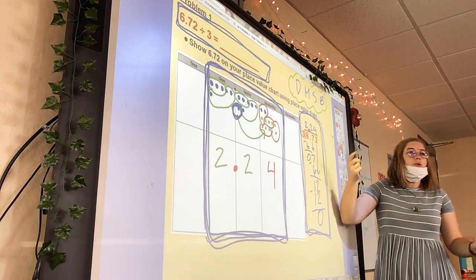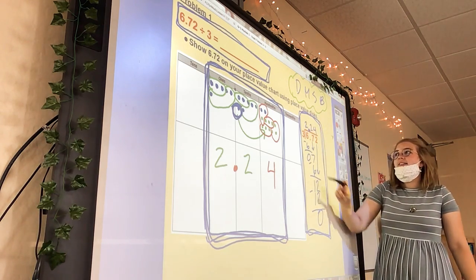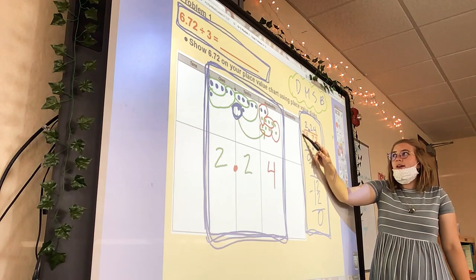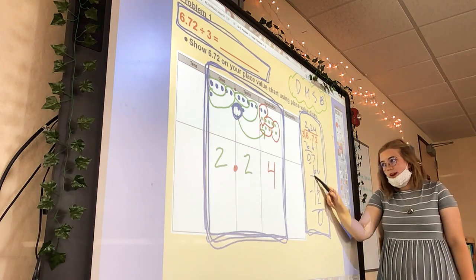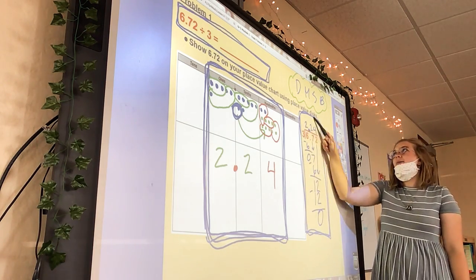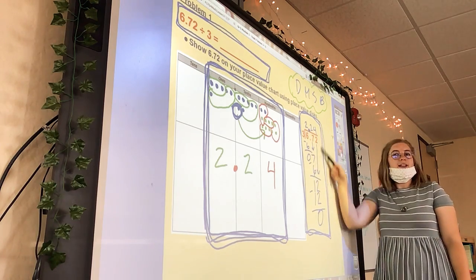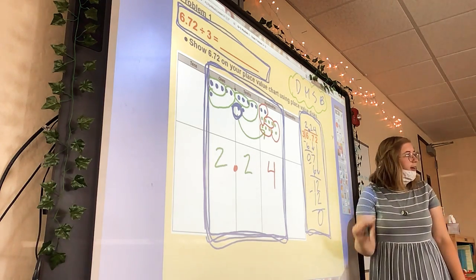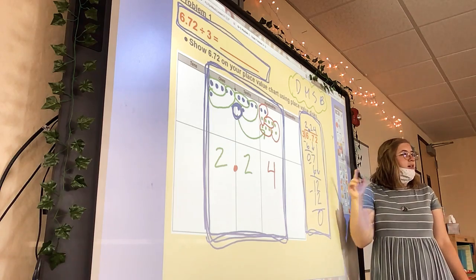So you can think, if we think of dad, mom, sister, brother, right? It starts here: divide, multiply, subtract, bring down. Divide, multiply, subtract, bring down. Divide, multiply, like that circular motion, okay? Everybody gonna get that? Okay, awesome.